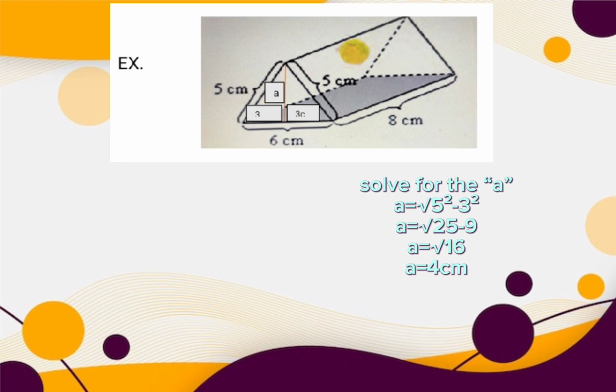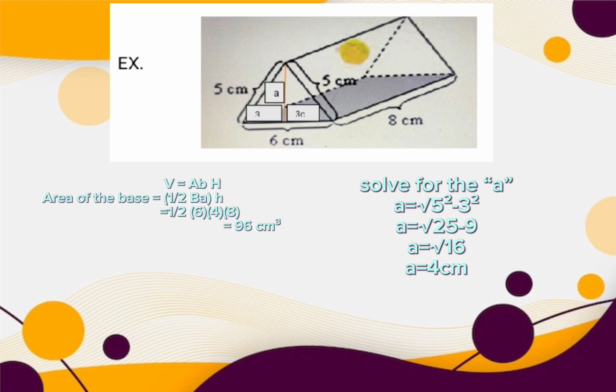So we're going to solve this problem first. But first we're going to find the a. So a is equal to the square root of 5 squared minus 3 squared, which is equal to 25 minus 9. So 25 minus 9 is equal to 16. The square root of 16 is 4. So the answer is 4 cm.